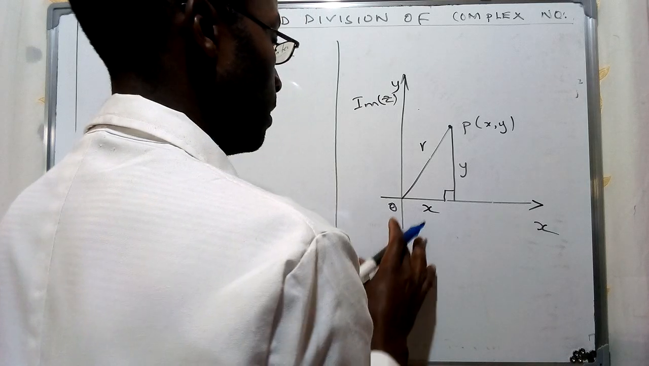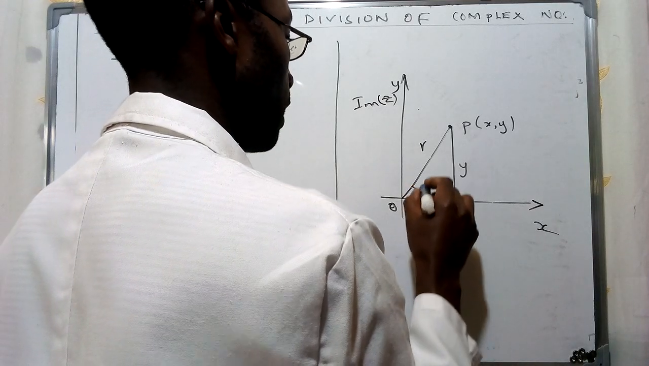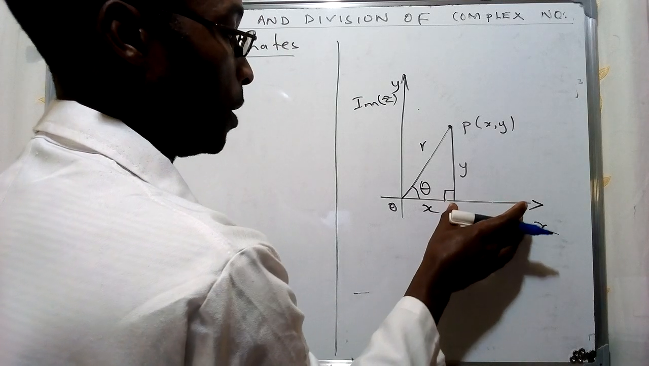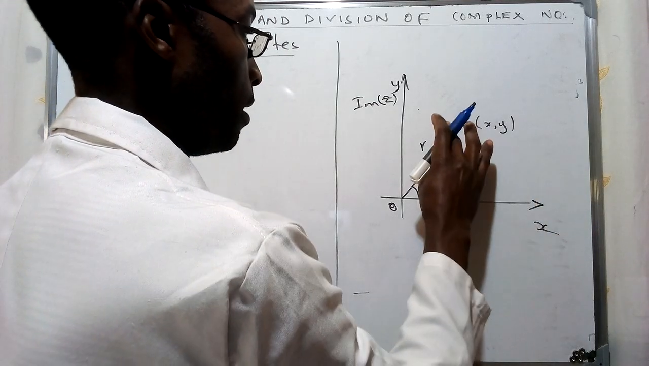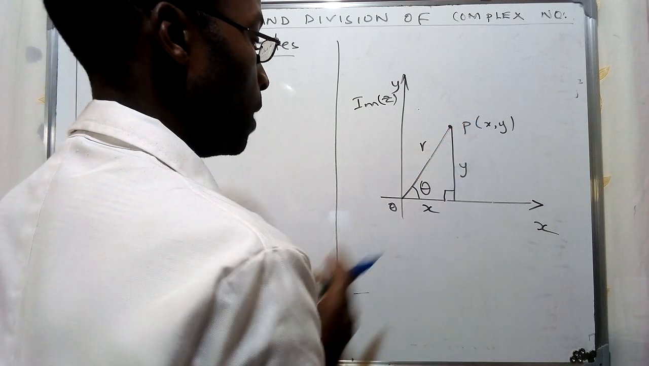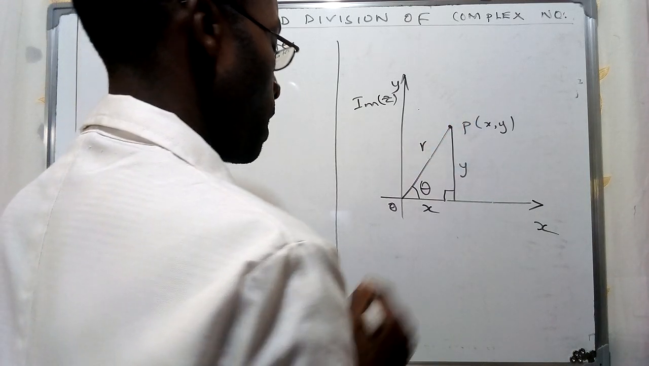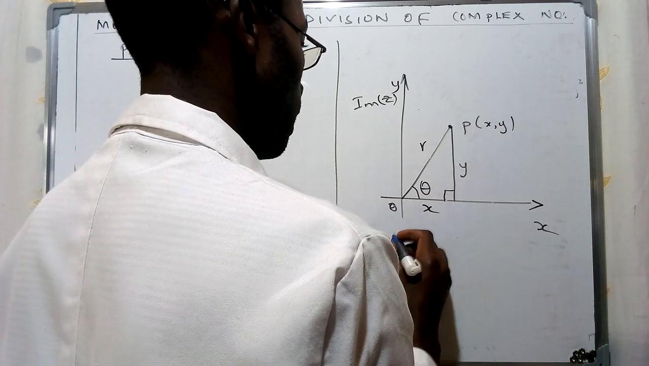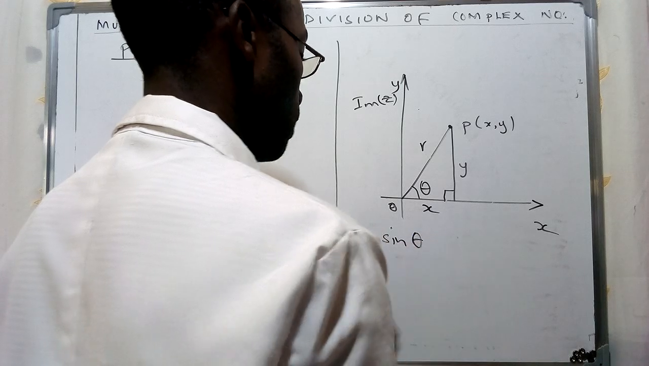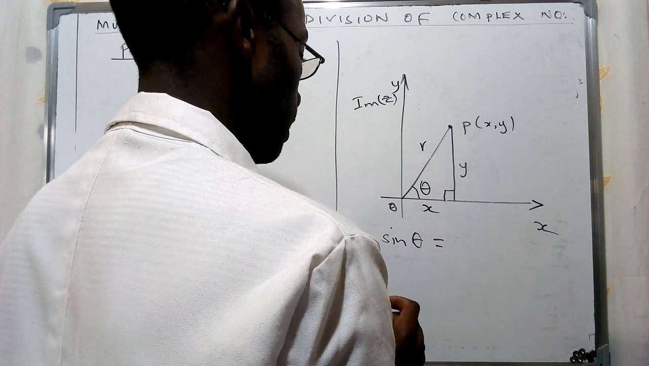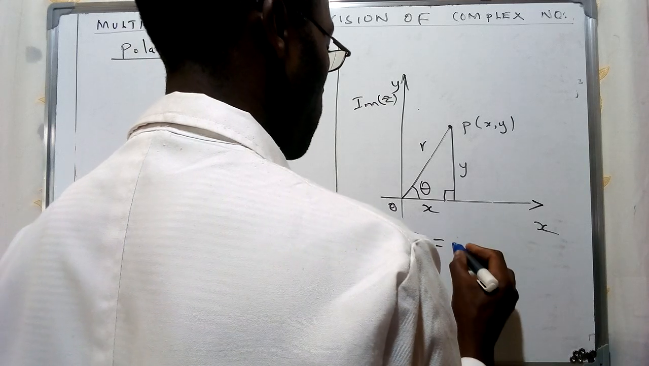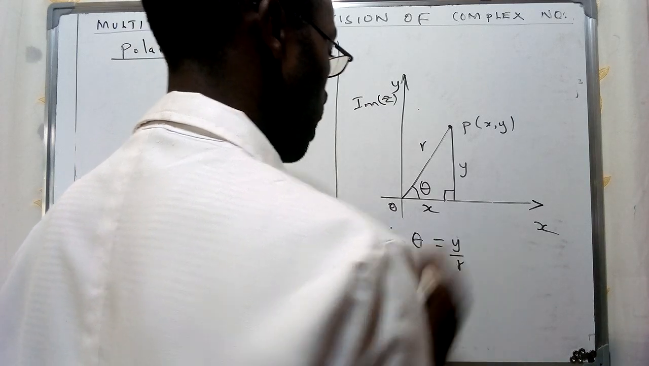Now, using the trigonometric ratios, we can identify the angle theta subscribed between the x-axis and the position, or the distance from the origin to this point, which is given by r. This can be given in terms of the sine of this angle theta. So we said this angle is given as opposite over hypotenuse, which is y all over r.